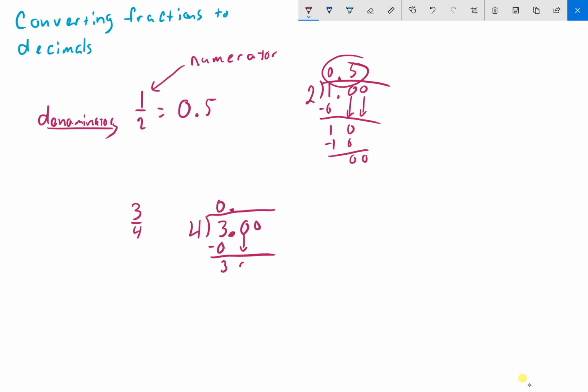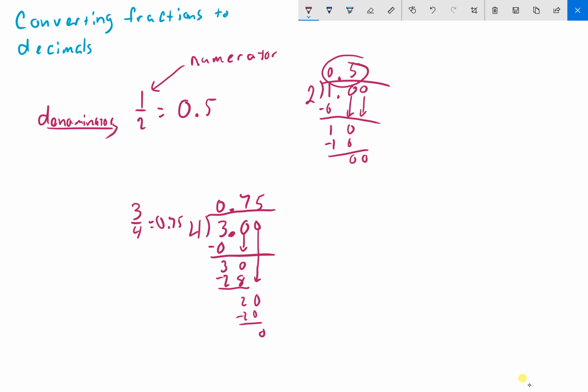I bring down that 0. 4 goes into 30 7 times. 30 minus 28 is 2. I bring down my 0. 4 goes into 20 5 times. And now I have a remainder of 0. So 3/4, if you know, is 0.75. And you should know that because 3/4 is the same as 75 cents.